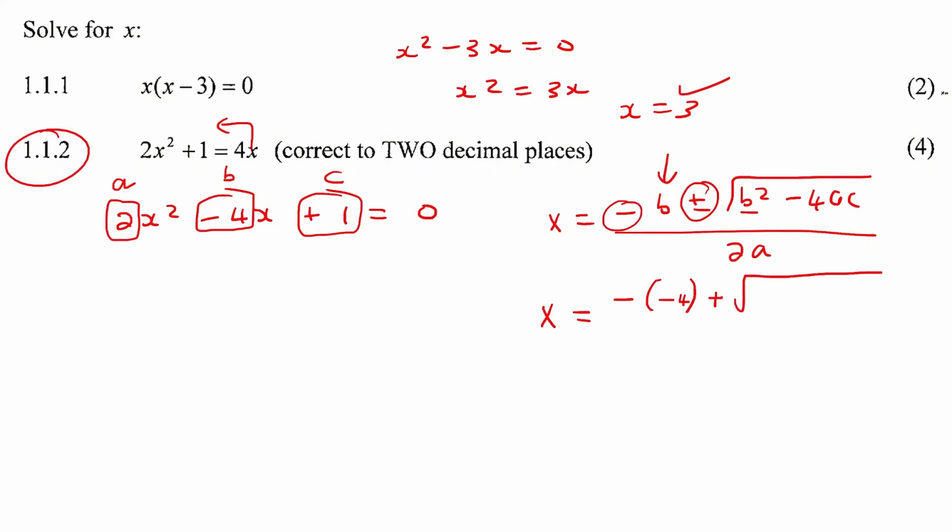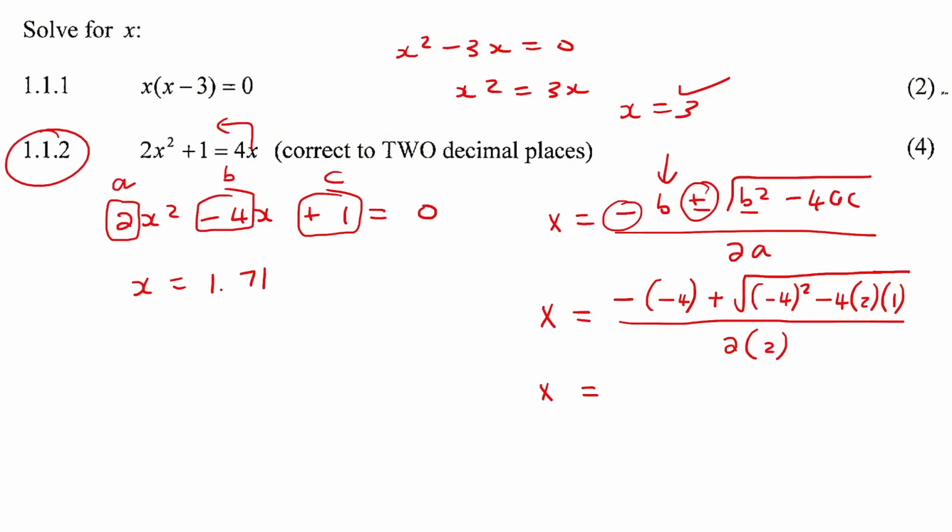Now, I see there's a b squared, so I must put my b in a bracket, especially because it's negative. Then I'm going to say (-4) squared. Now, a is just 2 and c is +1. Then I'm going to put that all over 2a, and a is 2. That's all that you need to show. Now you can go type it in on your calculator. And to 2 decimal places, we should get x equals 1.71 or 0.29.